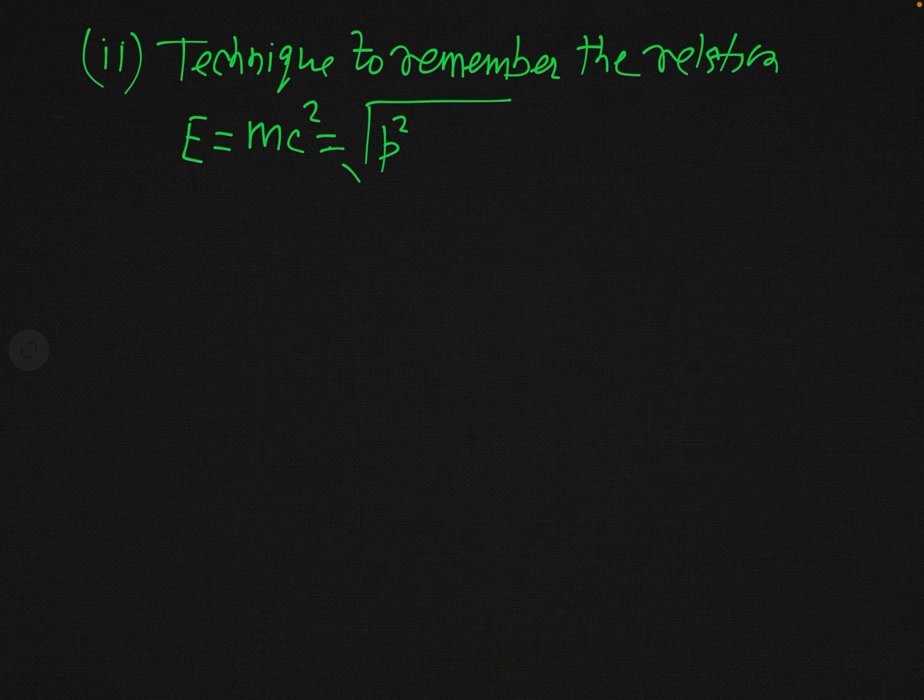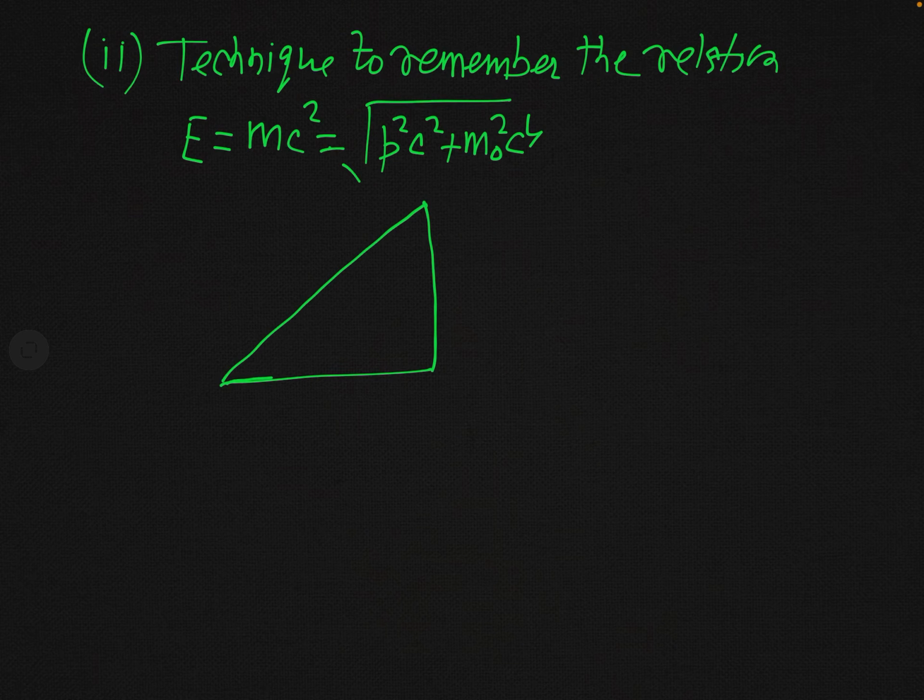Technique to remember the relation. Which relation? You know, E is equal to mc square, and this is equal to root over p square c square plus m naught square c to the power 4. This is our result, you know. And to remember this, I am giving you a simple technique.